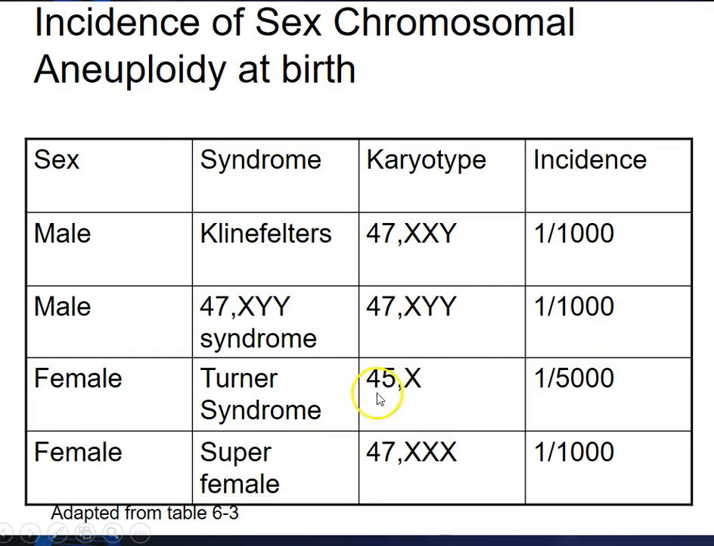Loss of a chromosome, Turner syndrome, is the only loss of a chromosome that's compatible with life, and occurs in about 1 in 5,000 live-borns, and having an extra copy of the X chromosome occurs in about 1 in 1,000.